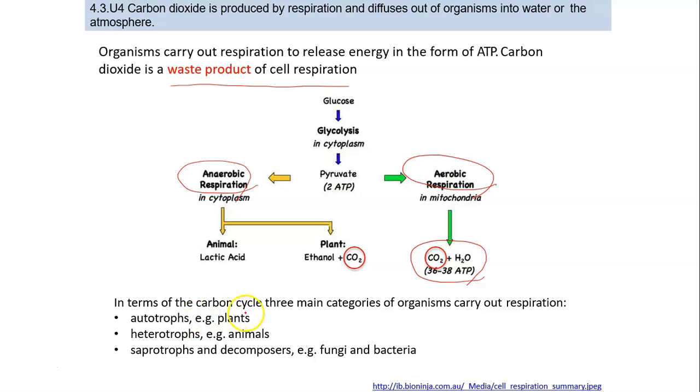In terms of the carbon cycle, three main categories of organisms carry out respiration. Autotrophs do respiration, such as plants. Heterotrophs also do respiration, such as animals, and saprotrophs and decomposers also do respiration. So all of these are doing respiration, and all of these are producing carbon dioxide.